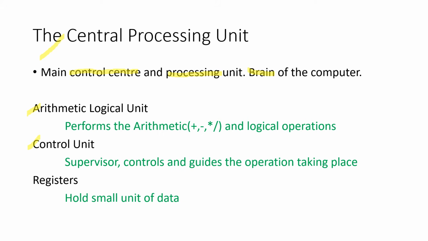We already had a look at the block diagram where these three units were part of the CPU. The arithmetic logical unit performs all the arithmetic and the logical operations, basically the comparison operations. The control unit supervises, controls and guides the operations that have to take place, and the registers hold a small unit of data temporarily. Now we will look in detail at these individual subcomponents.